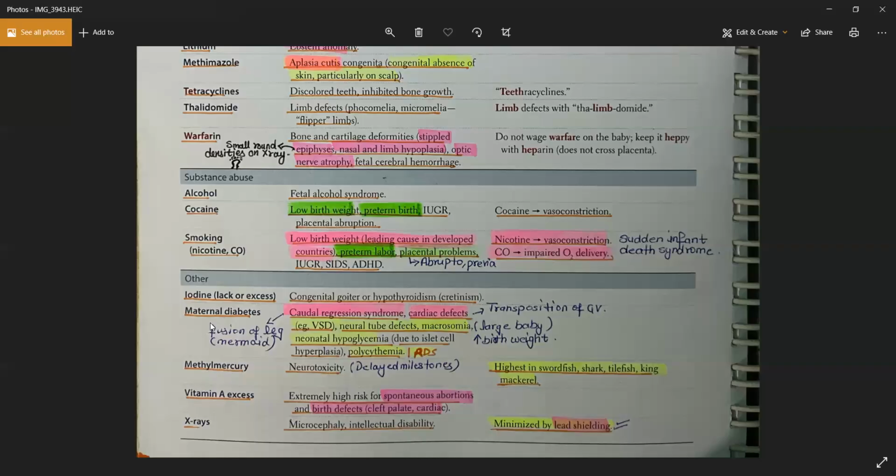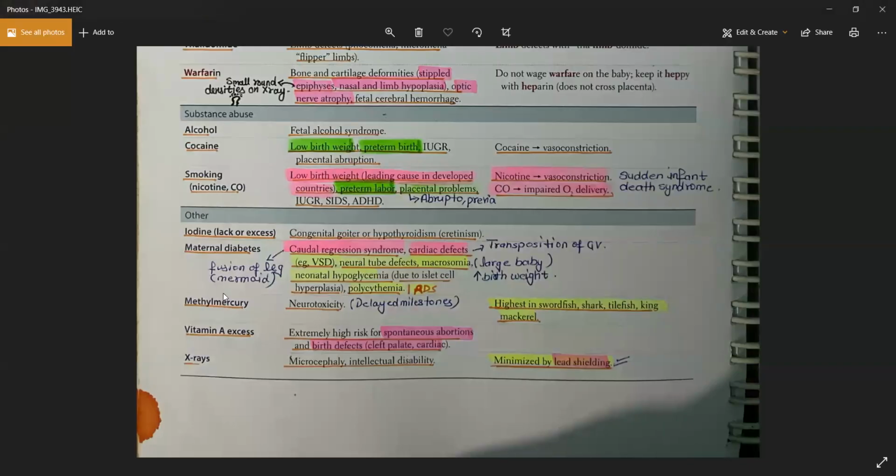And not only that. Somebody's asking in the chat box why polycythemia occurs. I really don't know why it is occurring. Sorry about that. Just remember it like that, it happens.